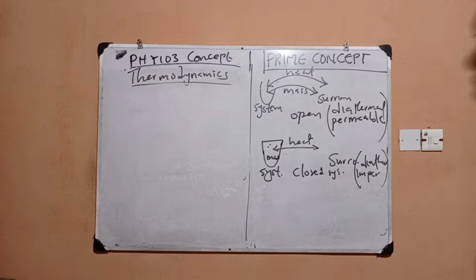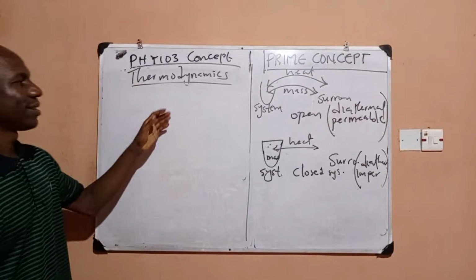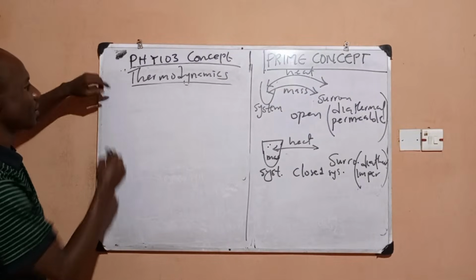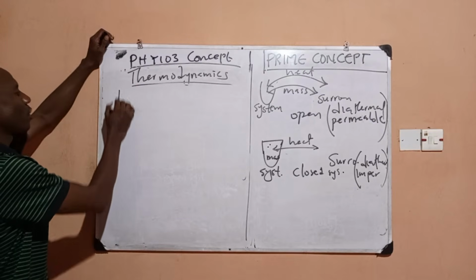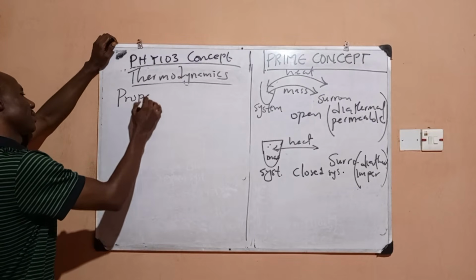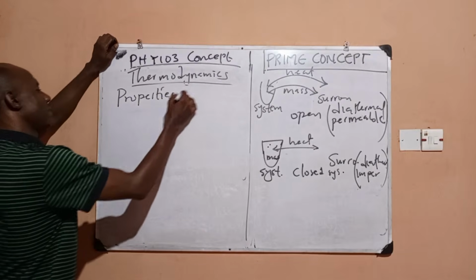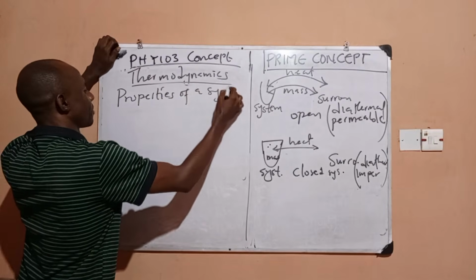All right. So that is that. Now we have what we call properties. Properties of a system.